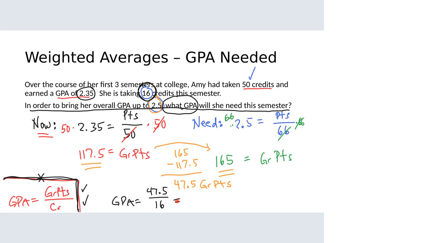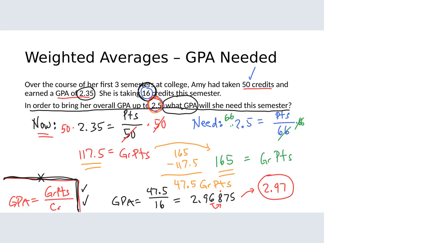And it looks like she's going to need 2.96875. And we've been rounding GPAs to the nearest hundredth. So even though this page doesn't say it, we'll do that. We'll round to the nearest hundredth. And we'll look one space to the right. That's 5 or bigger, so we're going to round this up. And this semester, Amy's going to need a 2.97 in order to bring her GPA up to 2.5.